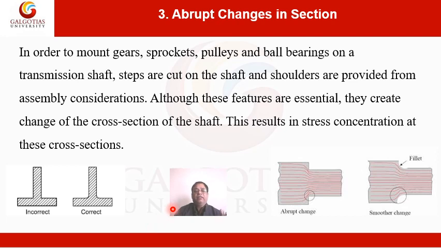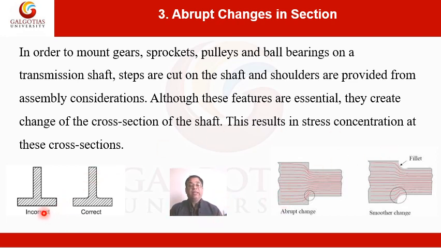The third reason for stress concentration in a mechanical component: in order to mount gears, sprockets, pulleys and ball bearings on a transmission shaft, steps are cut on the shaft and shoulders are provided for assembly considerations. These features are essential to mount the gears and pulleys on the shaft. They create a change in the cross section of the shaft, which also results in increased stress levels.